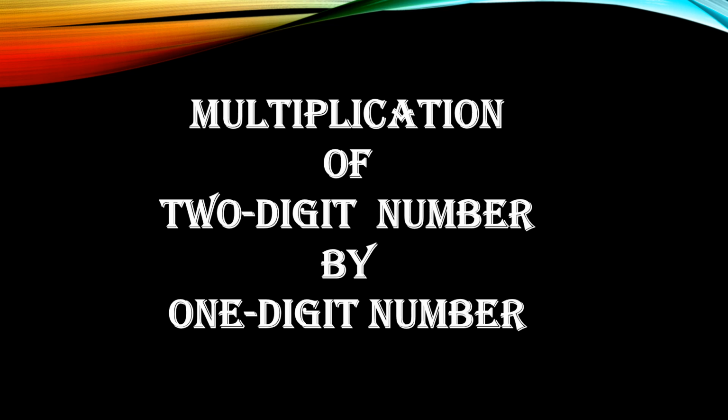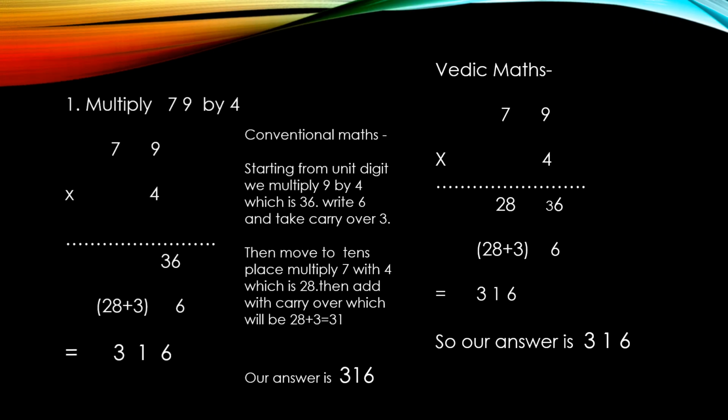Now we will learn about multiplication of two-digit number by one-digit number. How to multiply two-digit number with one-digit number in Vedic mathematics. Now we will multiply the number 79 by 4. First we multiply this number using conventional maths, then we multiply the same number using Vedic maths. In conventional maths, we multiply the numbers from right to left. Here unit digit is 9, so we multiply the unit digit 9 with 4.